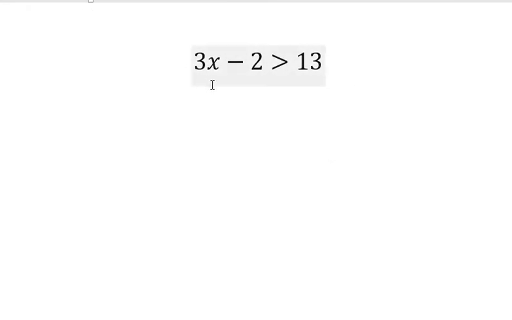Okay, 3x minus 2 is greater than 13. This symbol means greater than. The one that points to the right is greater than. Okay, so what are we gonna do? As I said, you need to think of linear equations. So what would you do with linear equations? You're gonna pass the numbers to the right, and you're gonna leave the letters on the left side, right?